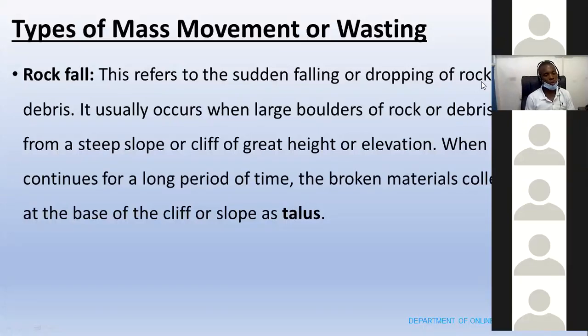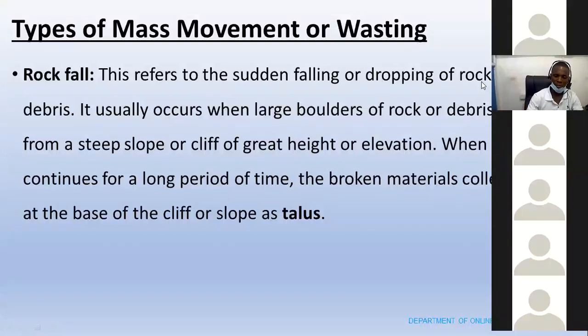Let me also be quick to say that in arriving at the various types of mass movement, the key criteria we use has to do with the speed of movement, how fast these weathered materials are able to move downslope.